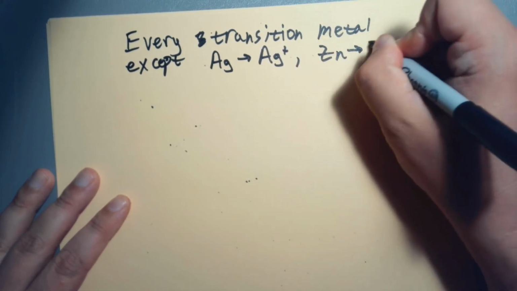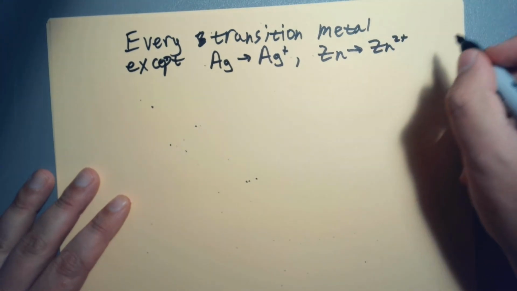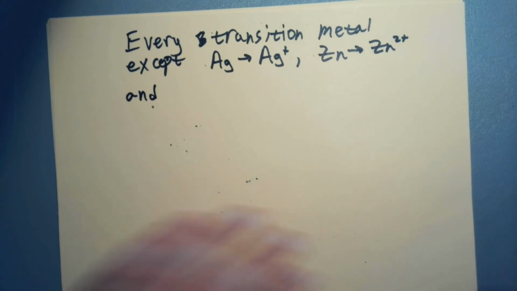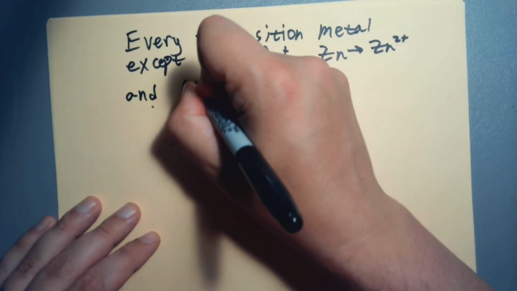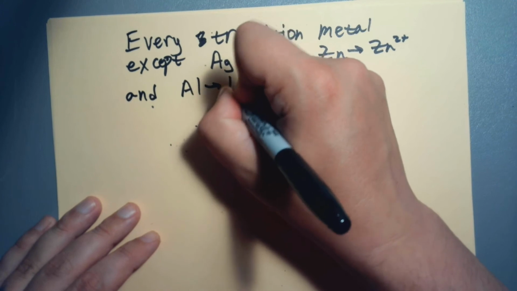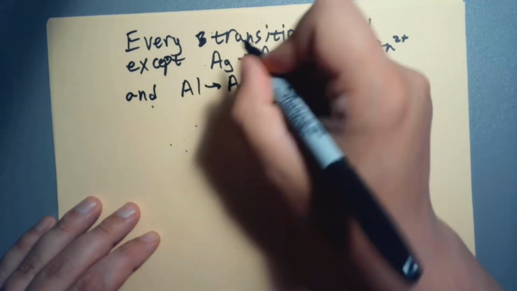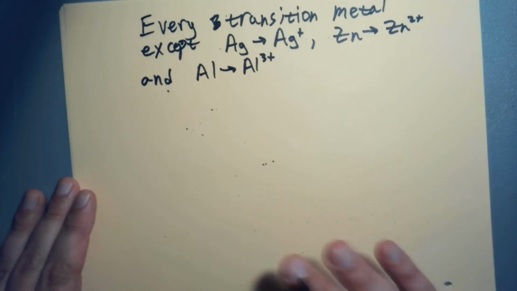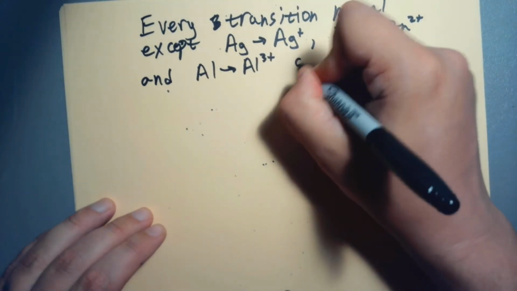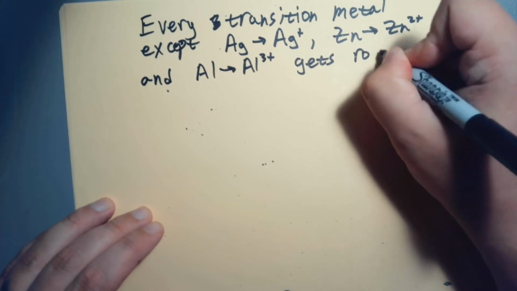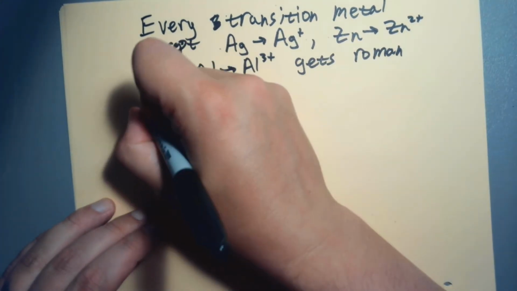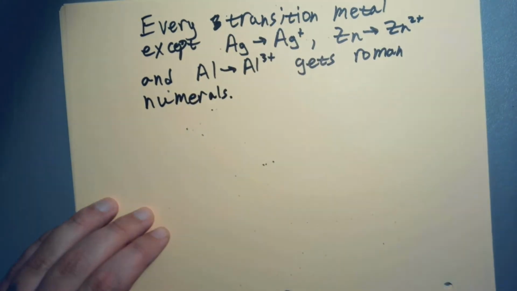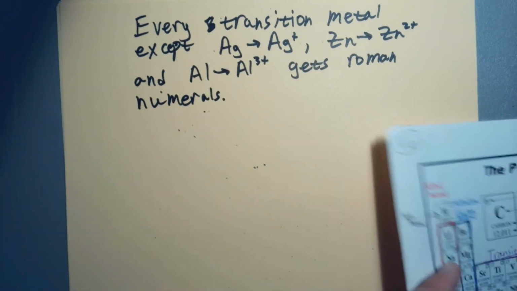And then zinc becomes just zinc 2+. There's no other option. And even though we've already talked about aluminum, I like to throw that one in as well, for a very cool reason I'm going to talk about in a second that defines my entire teaching career. Okay? So everything else gets Roman numerals, in this class. You can look up and see that maybe there's a few others that don't. I'm not going to make you know those ones, alright?